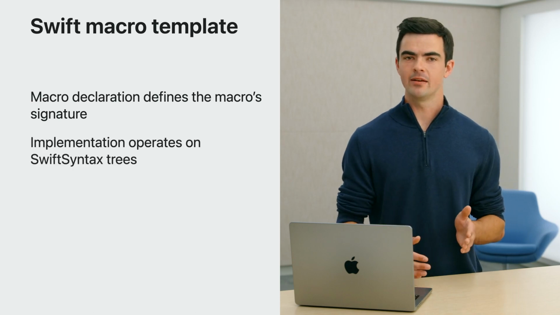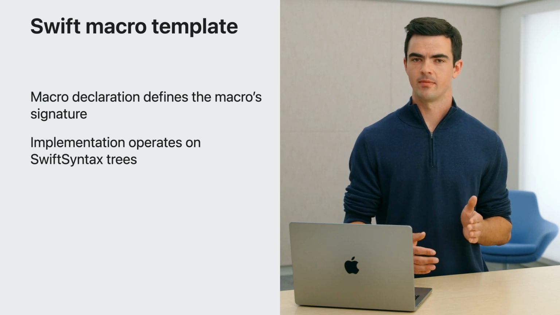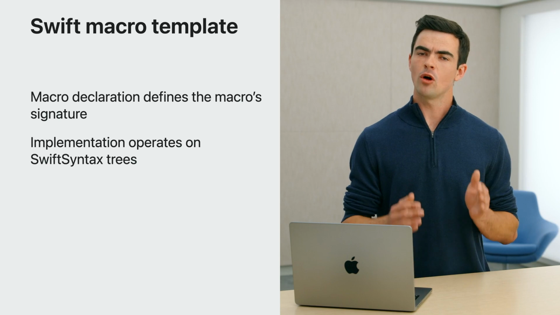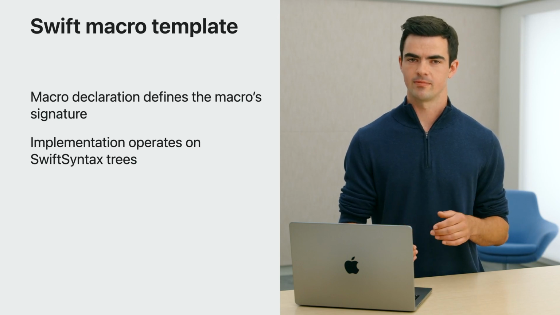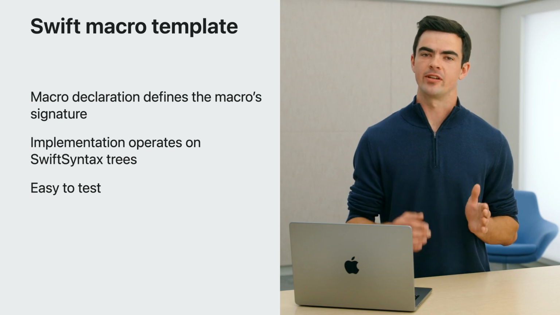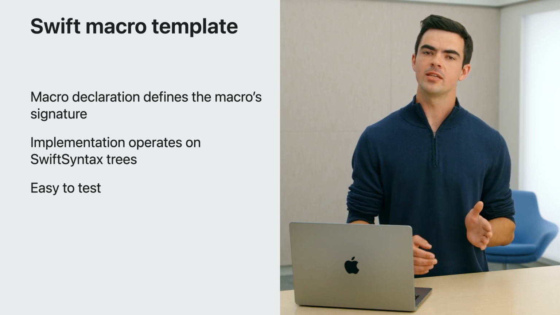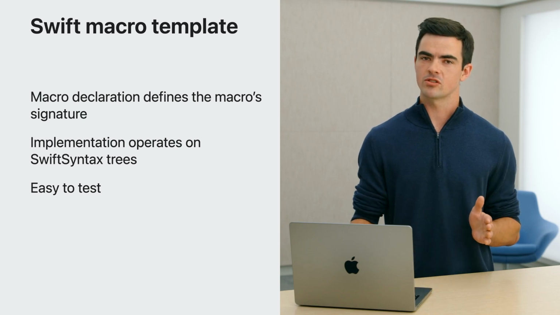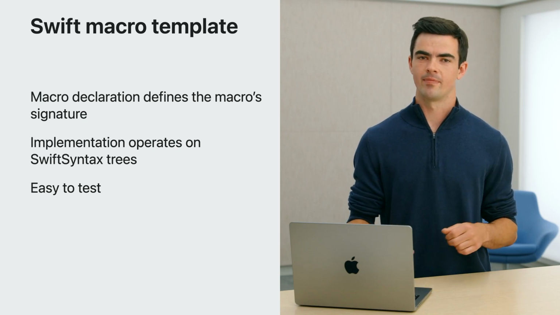The compiler plugin performs the expansion. It is a program that is itself written in Swift and operates on Swift syntax trees. We also saw that macros are very testable, because they are deterministic transformations of syntax trees. And the source code of syntax trees is easy to compare.